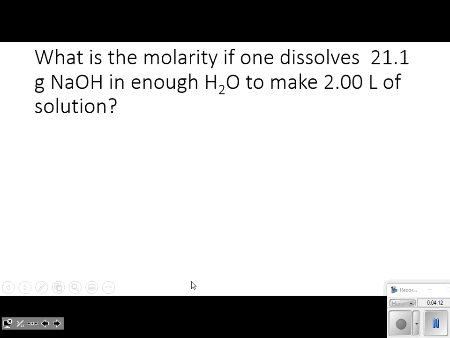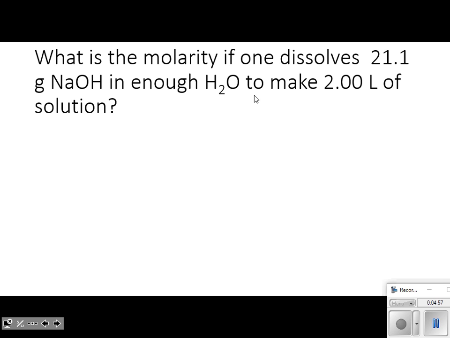Here's our first example that we're going to work. Go ahead and write this down in your notes, and then we will work it. What is the molarity if one dissolves 21.1 grams of sodium hydroxide in enough water to make 2 liters of the solution? Now, we know that when we're calculating the molarity, molarity equals moles of solute divided by liters of solution. Now, I have, right up here, 2 liters of the solution.